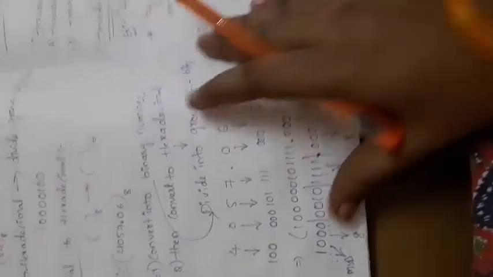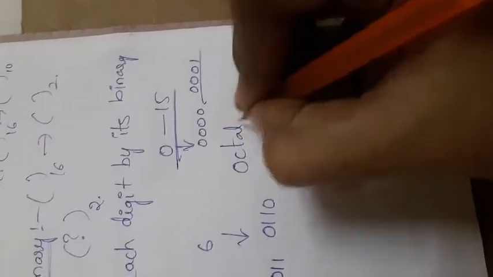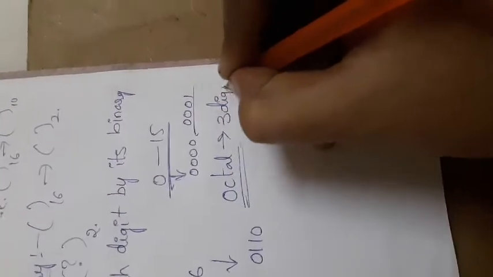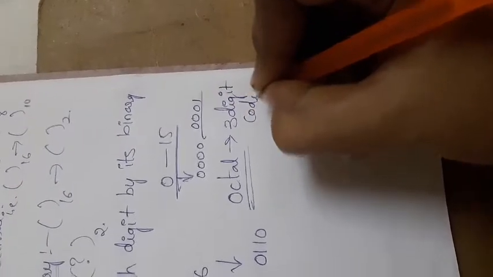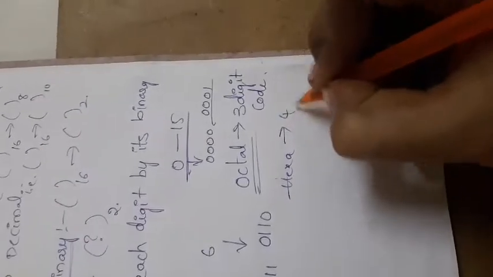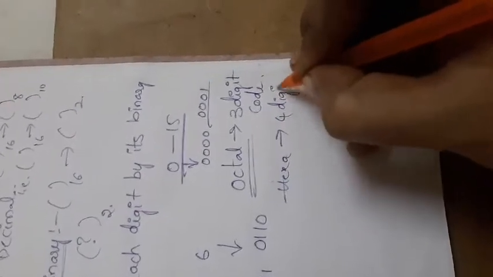So if you want to write an octal conversion, the binary number is represented in 3 digits. For octal conversion we need to take the binary number as a 3-digit code. For hexadecimal we need to take the binary number as a 4-digit code. Remember the point. So this is the hexadecimal to binary conversion.